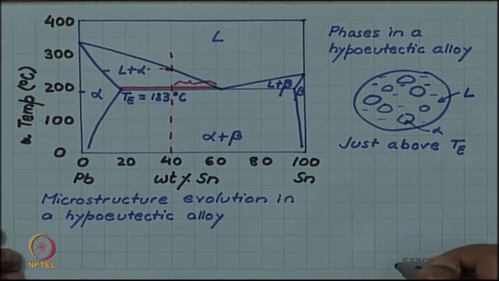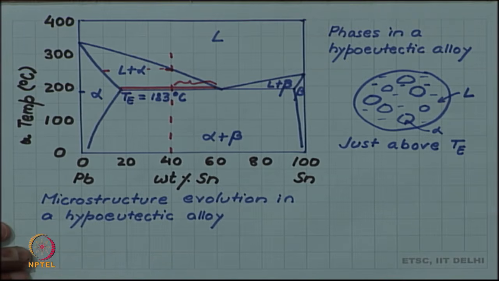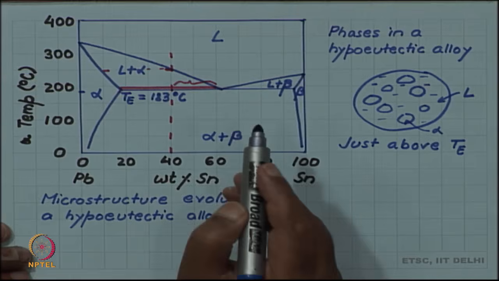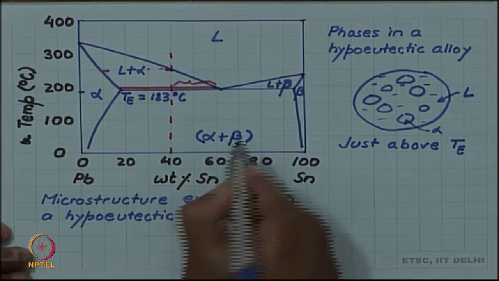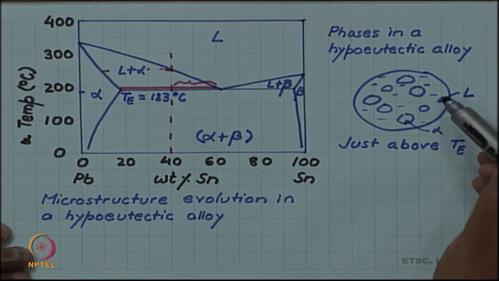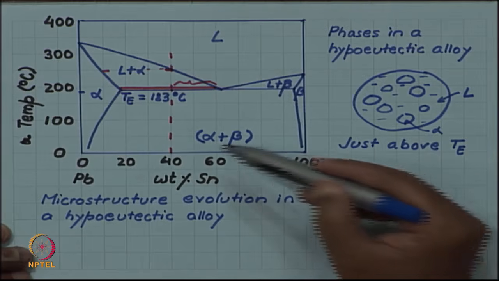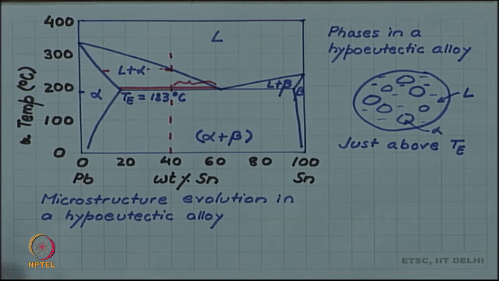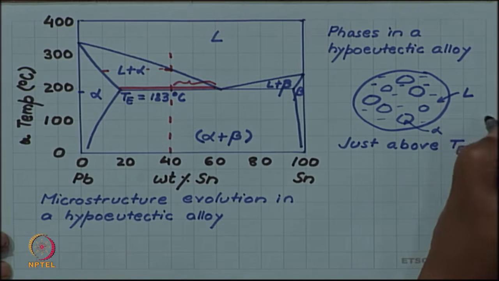So, what will be the microstructure just below TE when we cool it? You can see just below TE, all liquid should disappear, because the equilibrium phase is only alpha plus beta. Beta has not yet appeared. So, this means this liquid should now transform to both alpha and beta. Let us first look at what is the composition of this liquid.